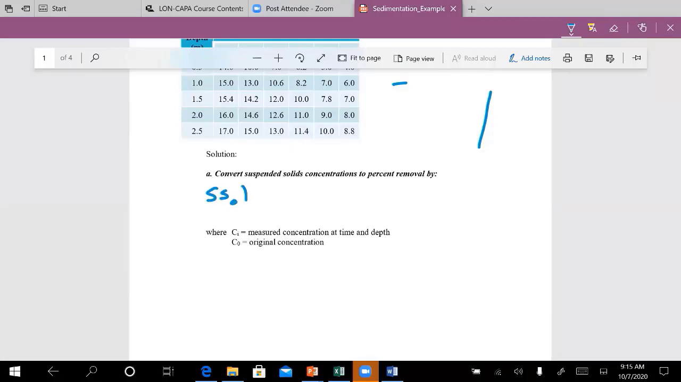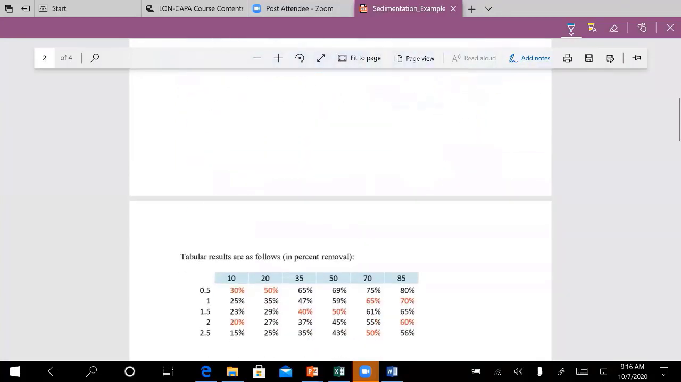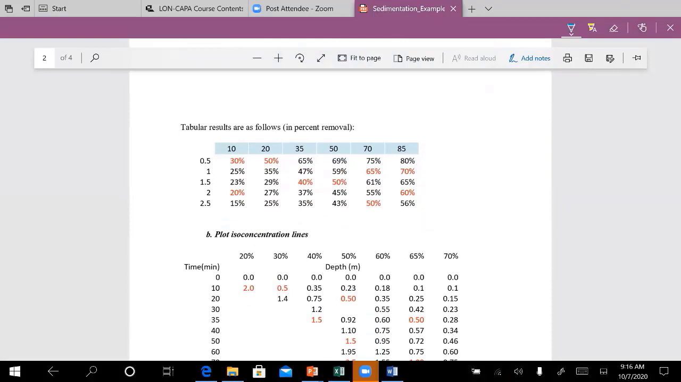So we have an initial suspended solids concentration of 20 milligrams per liter. For instance, if we take this set of data, it's straightforward. We have 20 minus 14 over 20, and that's equal to 6 over 20, which is 30%. What I've done here is take the data from above and, in Excel, calculate the % removals. So that part's really straightforward.